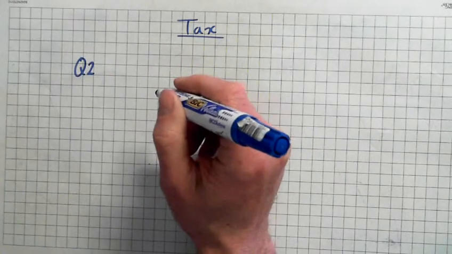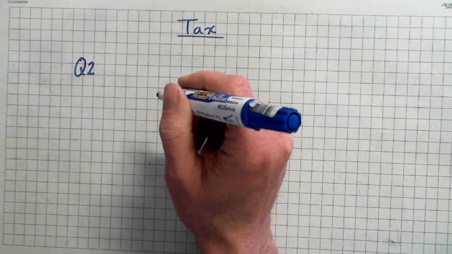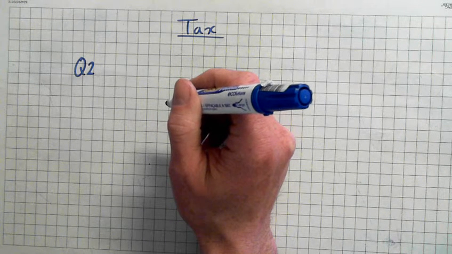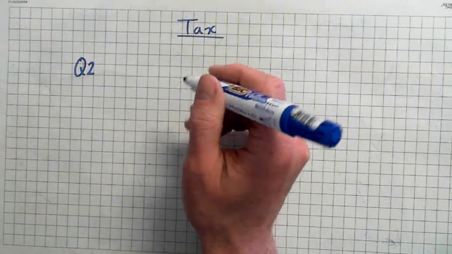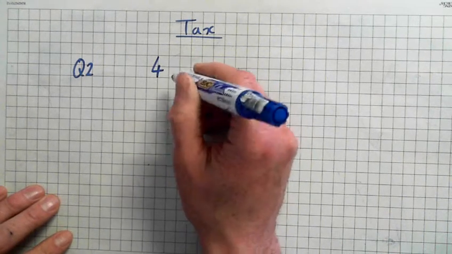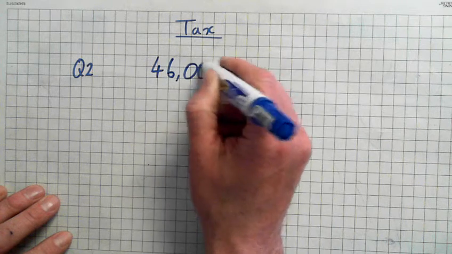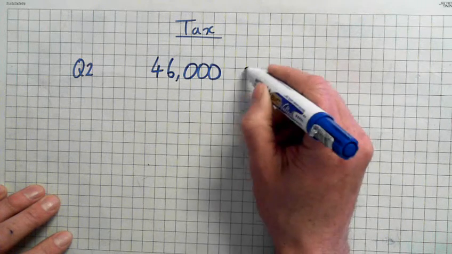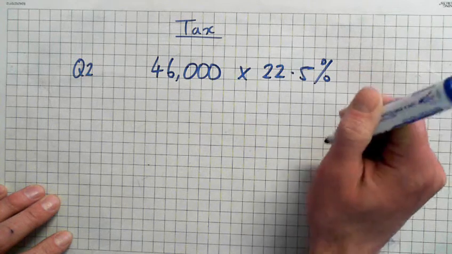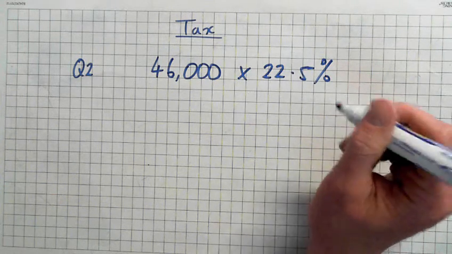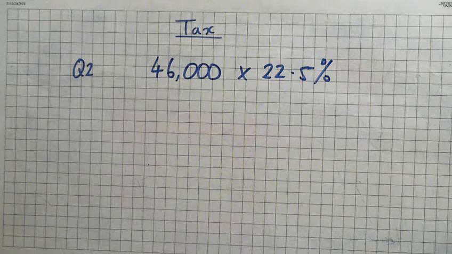Angela earns 46,000 per annum and pays a tax rate of 22.5%. She has tax credits of 2,600. So this time you have to take tax credits into account. So 46,000 and our tax rate is 22.5%. Well, you go on your calculators and figure out 22.5% of 46,000.